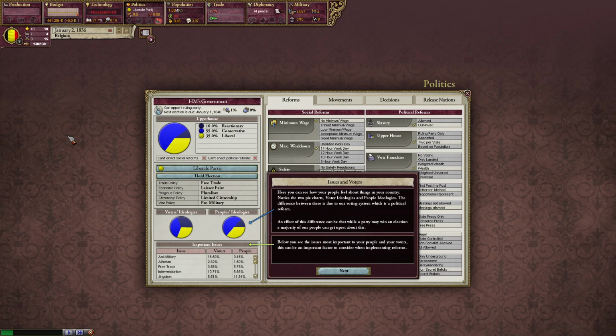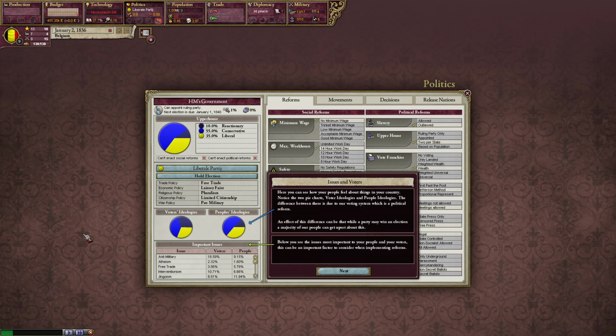Below you see the issues most important to your people and your voters. This can be an important factor to consider when implementing reforms. Now, the voters are 18.59% anti-military, whereas the people are only 9.15% anti-military.